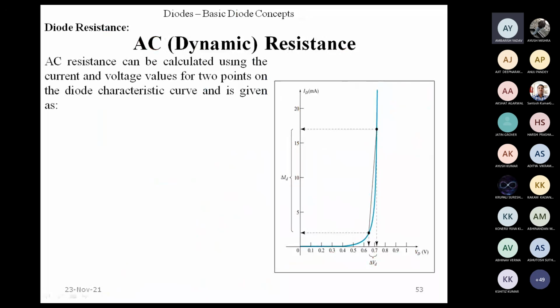Another parameter we can define is dynamic resistance. What is the need for dynamic resistance? Because most of the time it is not a DC voltage being applied across the diode, but some varying voltage, an alternating voltage or current applied across the diode.